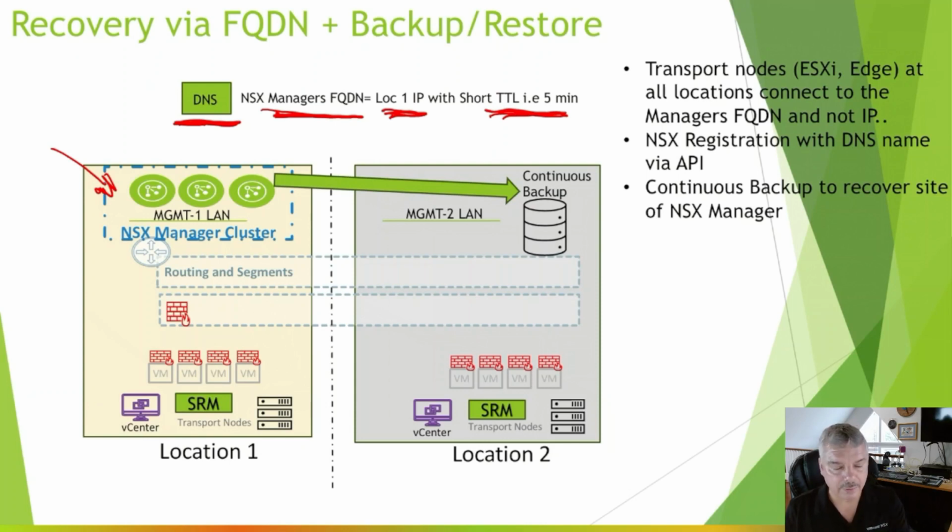Then you need to set up the managers so that the transport nodes, your edges and your ESXi hosts, don't use the IPs of the managers to connect. They use the fully qualified domain name. And that's done through NSX registration with the REST APIs. So you have to do that with the APIs.